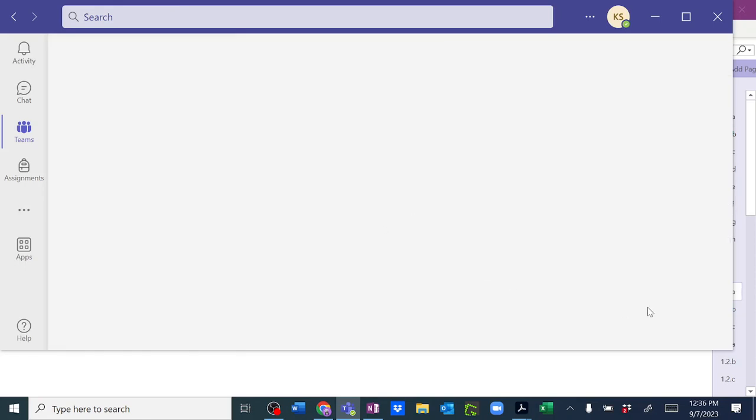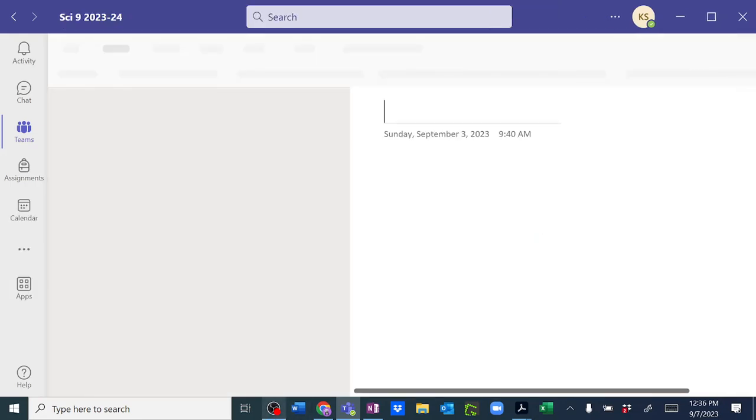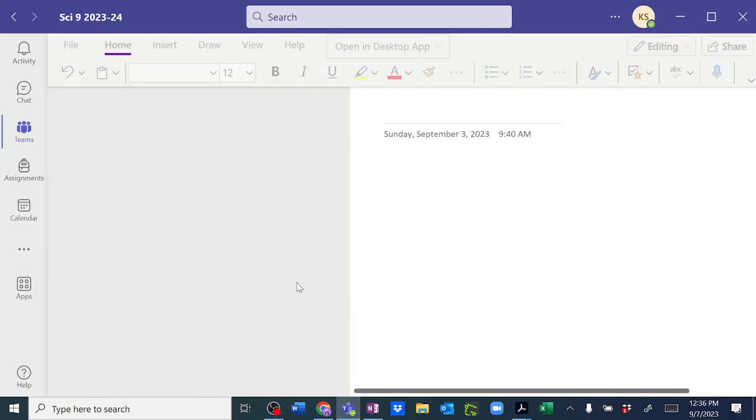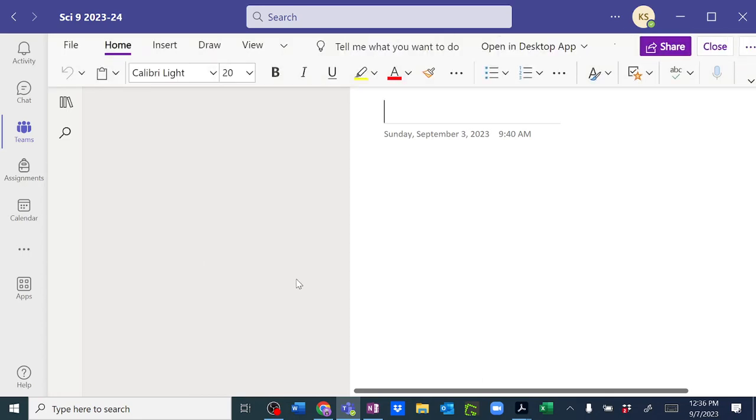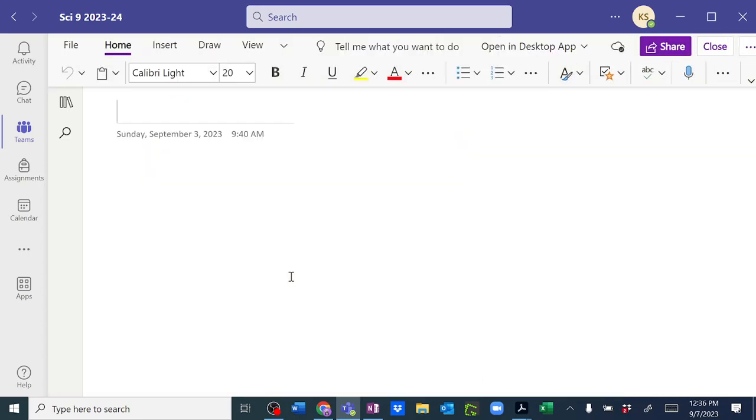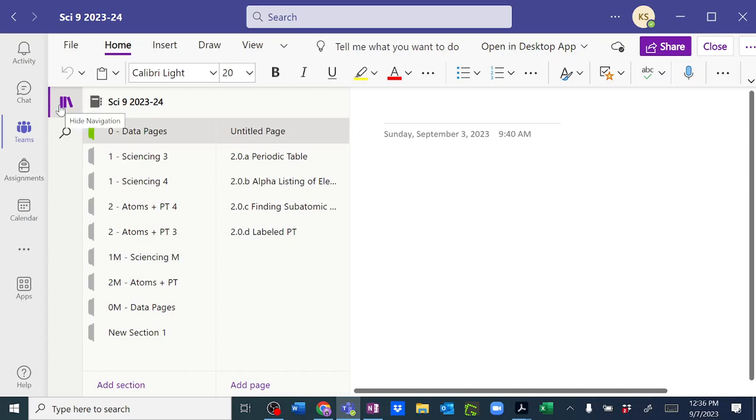Let's make that bigger. Okay. Here we are. And you're like, there's nothing really there. So let's see what we get. Do you see this little bookshelf? That's going to show you everything we've got. And it looks like it's not quite loaded yet. So let's see if we can get one of these things to load. We are block 3, so you are sciencing 3. Let's see if it'll load that for us.